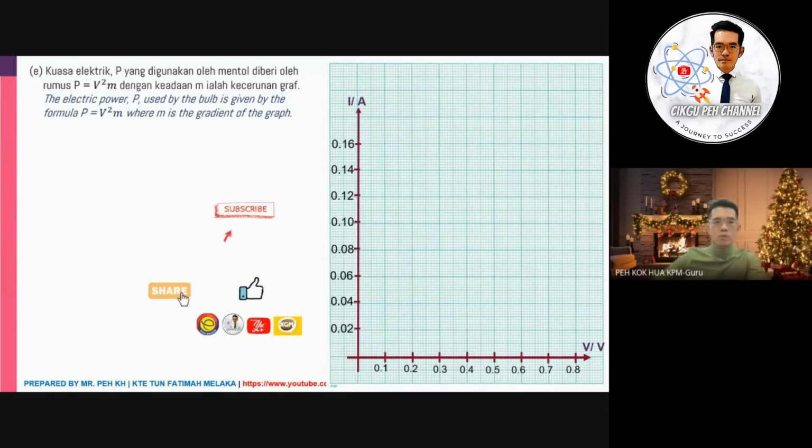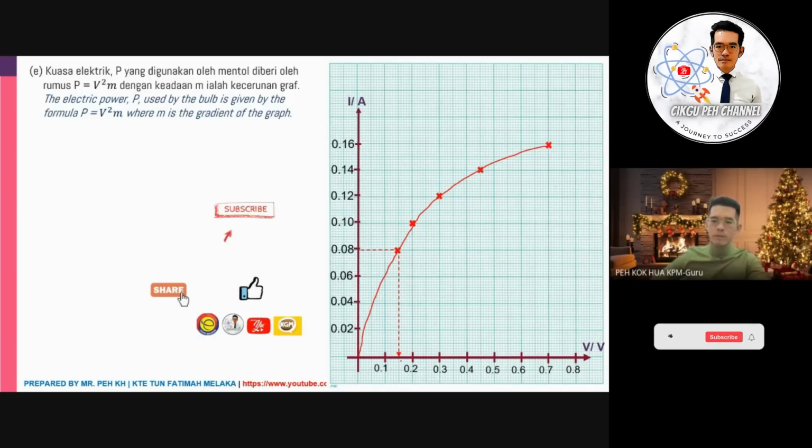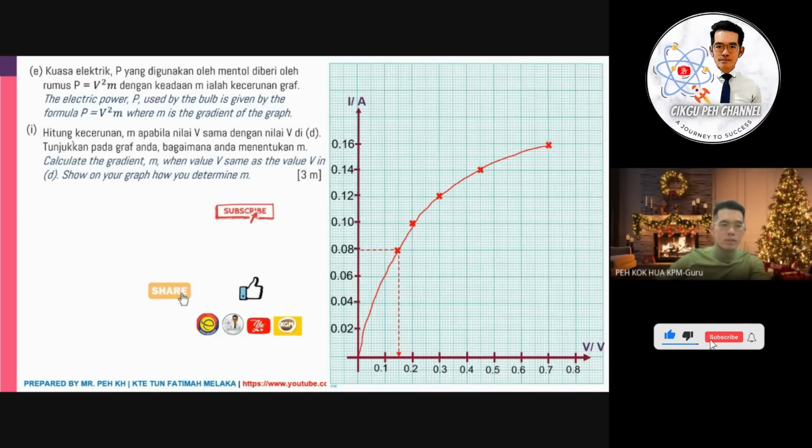Okay, so let us go through this question. This is the graph we already drew just now, and we want to get the power. Just now we know that at 0.08, the voltage is 1.5. So the question asks you to calculate the gradient when the value of V is the same as the value of V in D. We already got that V in D is 1.5 volt. Show on the graph how you determine M.